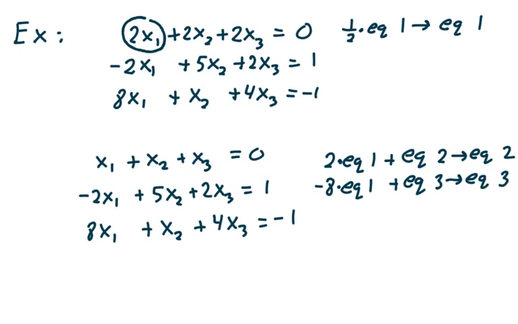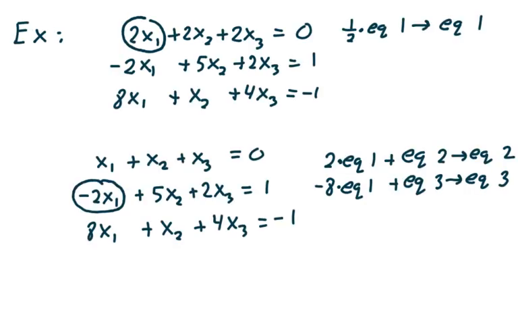So notice how I'm using equation 1, and there's a real strategy here. I'm using equation 1 to get rid of the x1 terms in both equations 2 and 3. That's really what's happening, right? Now, my first equation doesn't change. My first equation should say x1 plus x2 plus x3 equals 0.